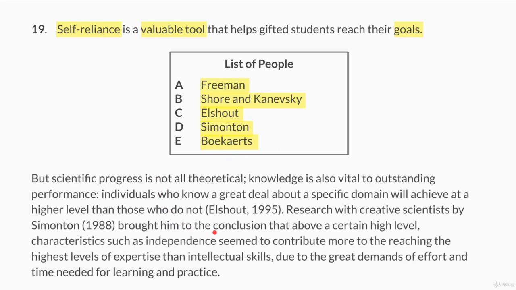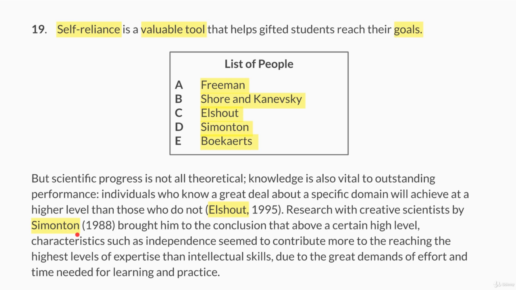So I'm going to go to my reading passage and I'm going to see which one of these keywords I am able to locate. So let's scan. Alright, right here I see Elshout, and here I see Simonton. I'm not sure how that's pronounced. So here are the two keywords from the answer choices, Elshout and Simonton. Okay, C and D.